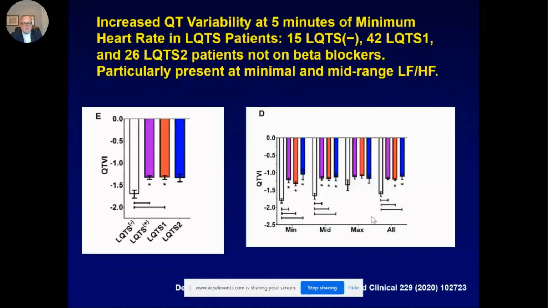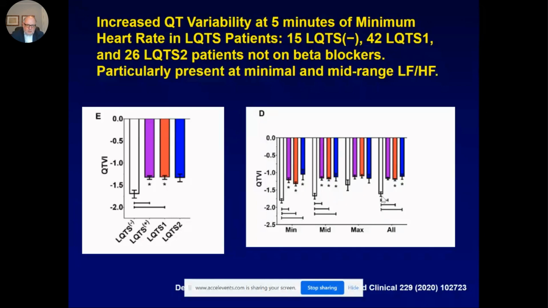Lastly, what we also recently did, we look at some aspects of QT variability depending on heart rate, the average heart rate in a given period. This was done by one of the colleagues who worked with us for some time, Dr. David Auerbach, who right now moved to the University of Syracuse, and he and his colleagues look at a cohort of 15 LQTS non-carriers versus 42 LQT1 carriers and 26 LQT2 carriers, not on beta blockers.